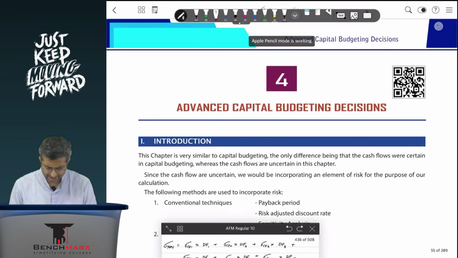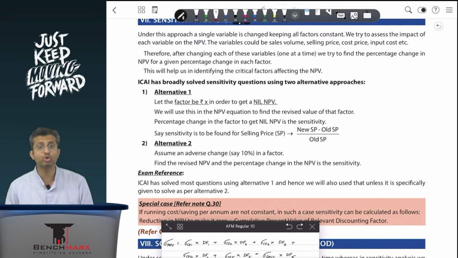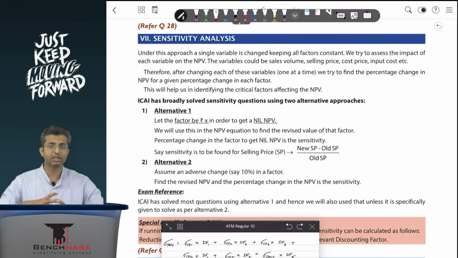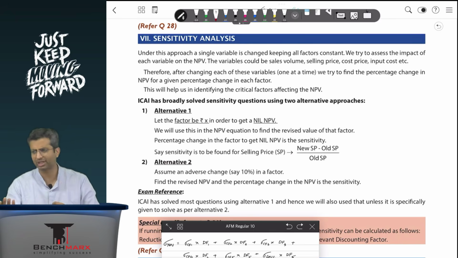Okay, so this is your discussion regarding risk adjusted discount rate and certainty equivalent questions. Next, you go to sensitivity analysis. Now, this is something that Institute likes to ask. Two of the most common things over here is, what do you mean by sensitivity? First, sensitivity means that in a project there are various variables, like selling price per unit can change, variable cost per unit can change, fixed cost, discount rate, project life, cost of capital.